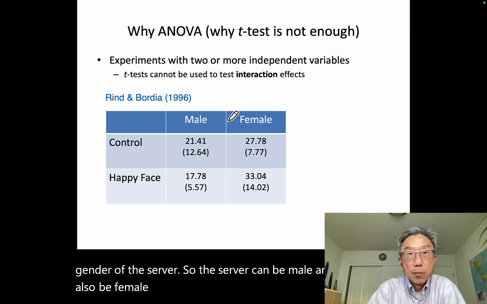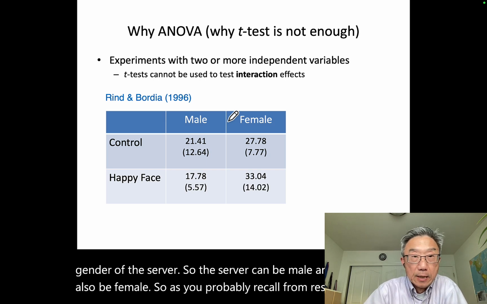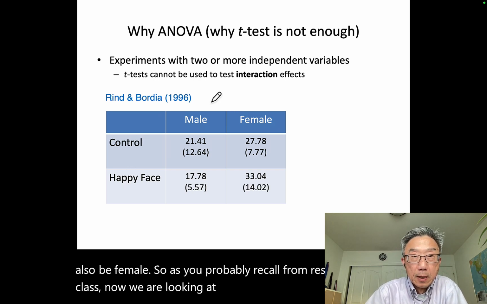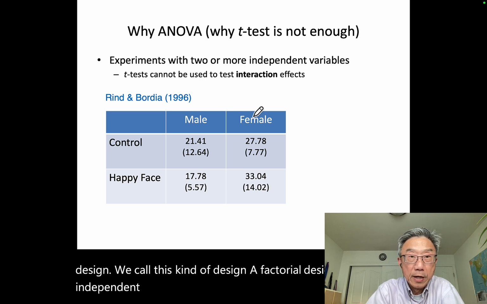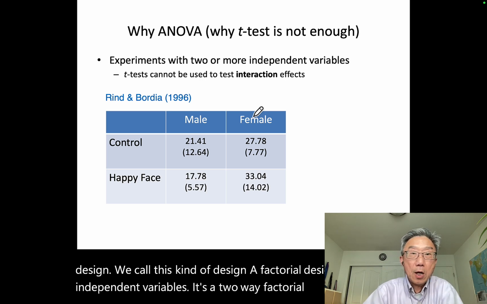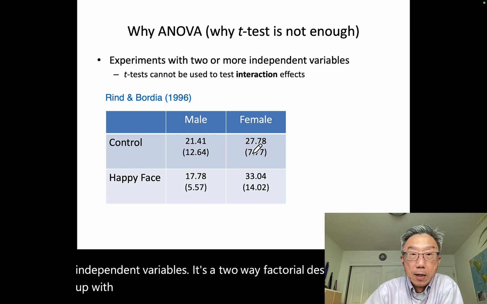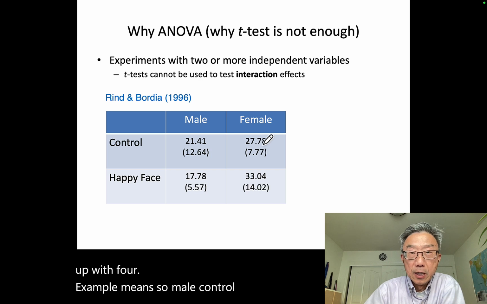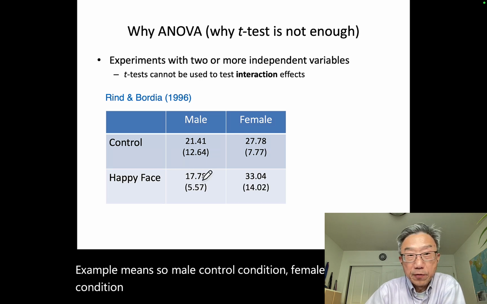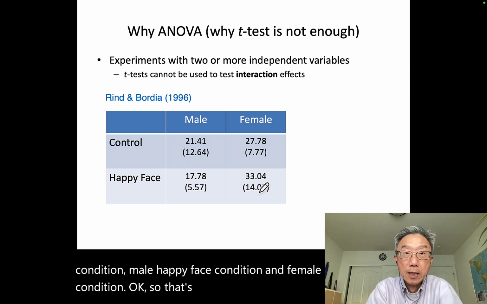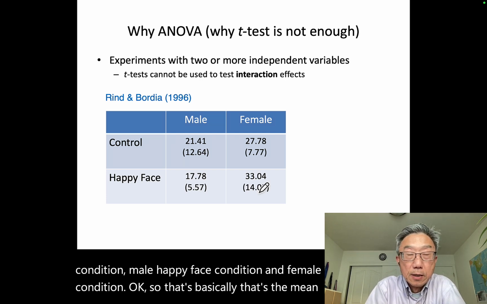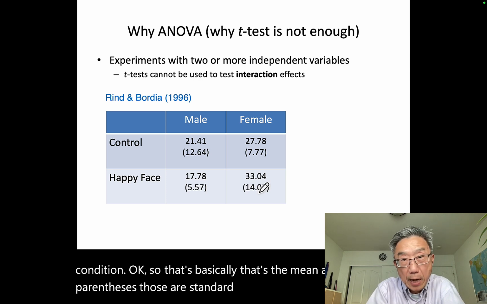So as you probably recall from research methods class, now we're looking at a 2 by 2 factorial design. We call this kind of design a factorial design. You have two independent variables. It's a two-way factorial design. Now, we end up with 4 sample means. So male control condition, female control condition, male happy face condition, and female happy face condition. Okay, so that's the mean, and in the parentheses, those are standard deviations. So we have the basic data.